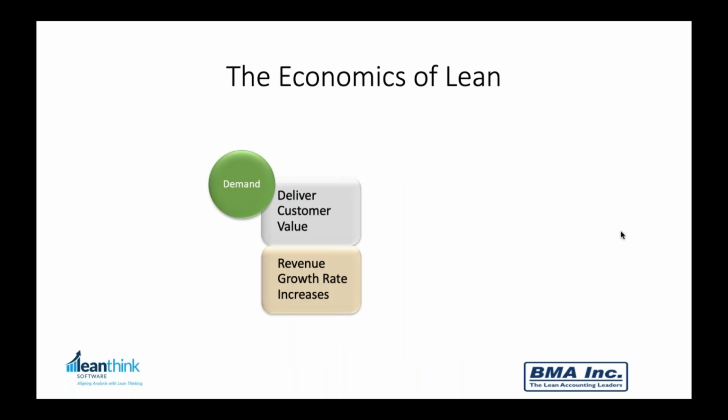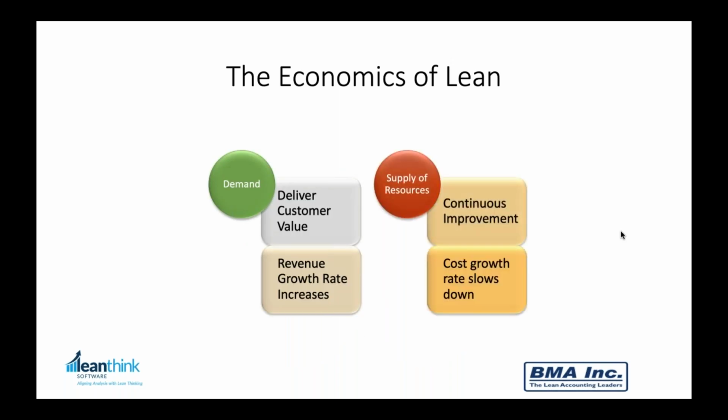The economics of lean is another simple way to explain how lean works financially. We deliver more value to our customers, and on the demand side of the equation, our revenue growth rate will increase over time. On the supply side, if you think about your resources, all of the different continuous improvement activities and lean practices slow the rate of growth of your costs. So your revenue increases like 15, 20% a year. Maybe your costs are only increasing 5 to 7% a year. In the long run, you're going to make more money.